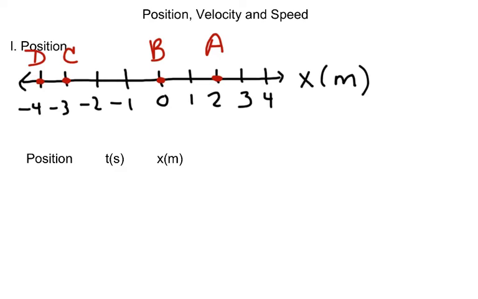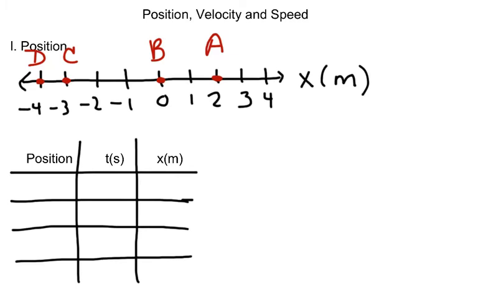Now I wanted to show you a tabular representation by having a table. So in our table, we can represent the 4 different positions of A, B, C, and D. We can write when position A is represented by a positive 2 meters on the number line. Position B is at the origin. C is at -3, and D is at -4.